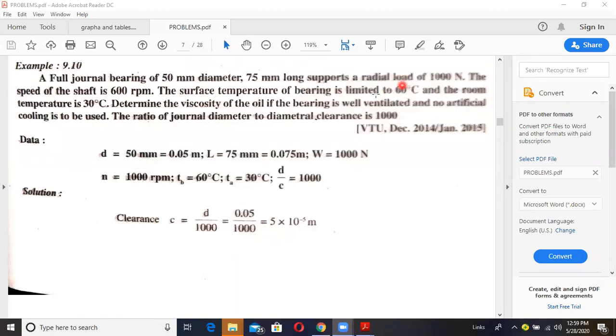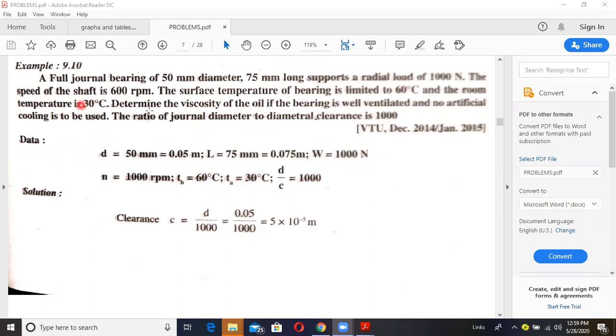Next, the surface temperature of the bearing is 60 degrees Celsius. See, it is not the operating temperature. Remember, it is the surface temperature of the bearing. Therefore, it is represented by TB, bearing temperature, 60 degrees Celsius. And room temperature is 30 degrees Celsius. That is nothing but TA, ambient temperature. Bearing temperature and ambient temperature they have given here.